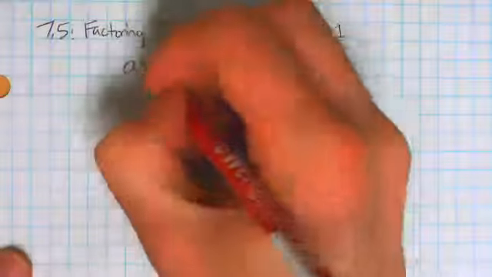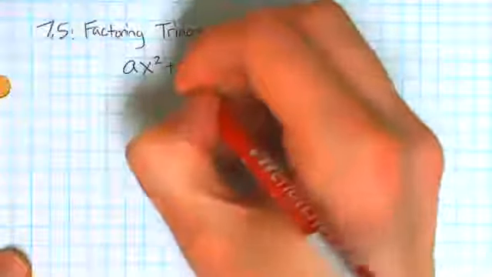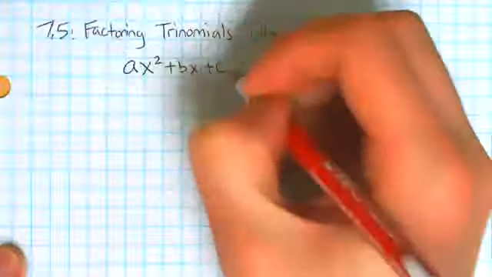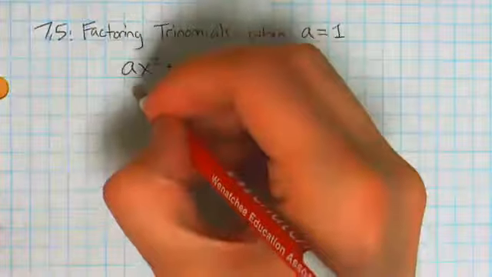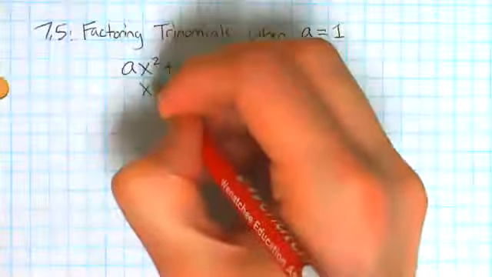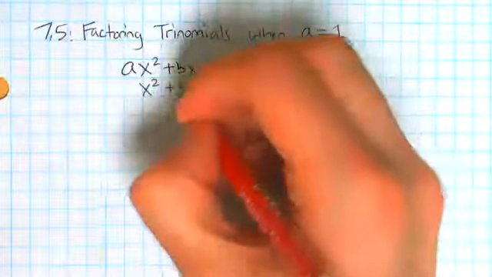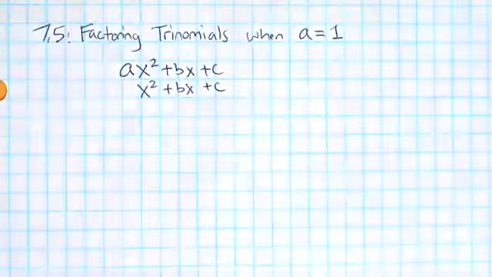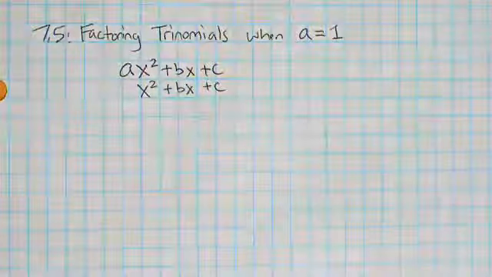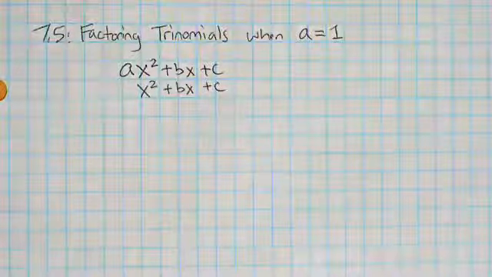Now, hopefully you remember last time when we're referring to our trinomials here, it's ax squared plus bx plus c. But this time we're going to have a equals 1. And a equals 1 is most typically written simply as x squared plus bx plus c. 1 replacing the a, 1 times x squared is just x squared. So I don't even need to write the a equals 1 in.